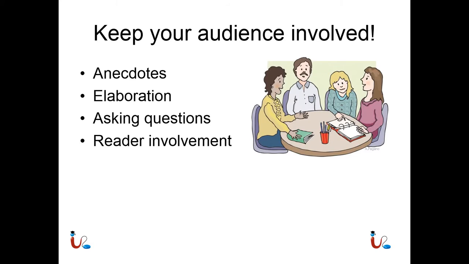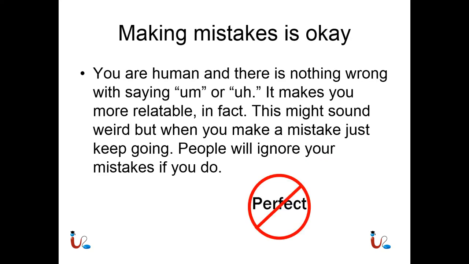Keep your audience involved. We went over this in the last lecture, and I think it's important to review a little bit. We went over anecdotes, elaboration, asking questions, and reader involvement. Anecdotes are when you give small stories from your own life that relate to whatever you're talking about. Elaboration is when you go over an idea over and over again to explain more about what it means. Asking questions is when you ask your audience questions so that they focus on the current idea. And reader involvement is when you involve your audience so that they're focusing on you and what you're talking about.